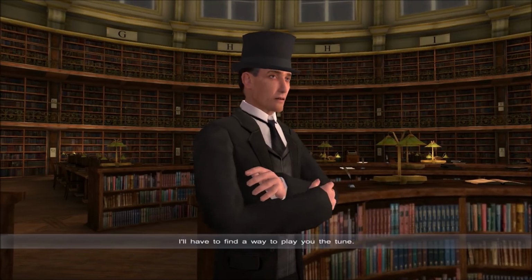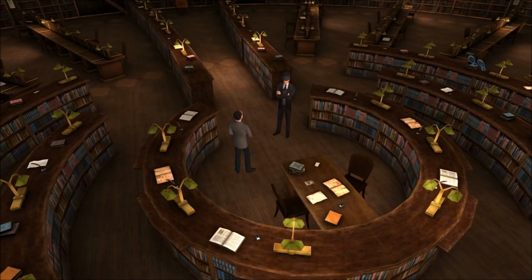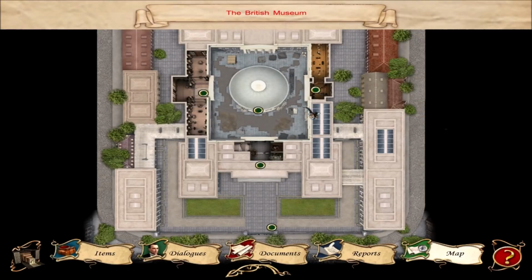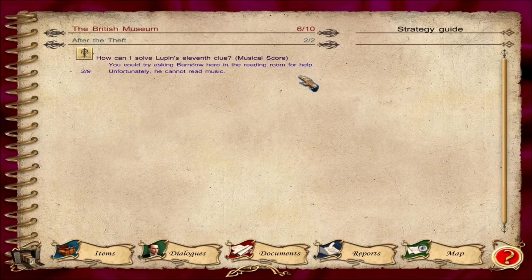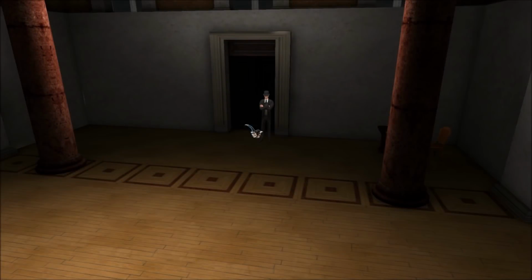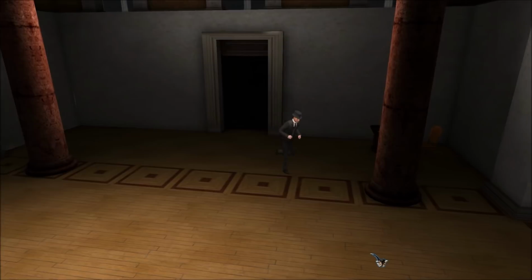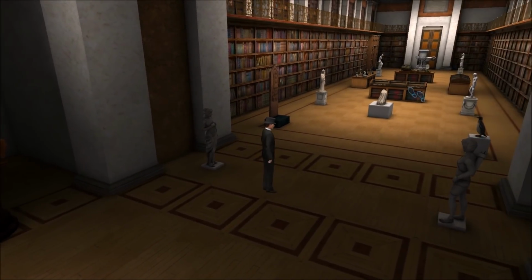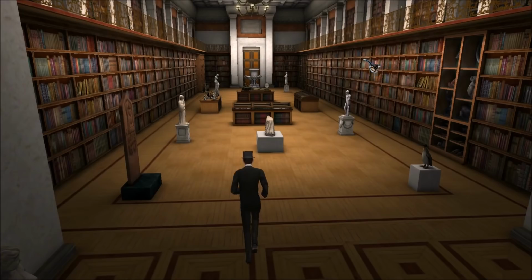I'll have to find a way to play the tune. Oh no, now we need to figure out some sort of way to play music. Have we seen anything in here that can play music? Okay, let's see. Sherlock can. He plays violin. I guess we do know Sherlock can play violin, and there was a violin in the permanent exhibition hall. So, Sherlock's just gonna play some music for this guy. That'll work, right? There's a violin in one of these little cabinets.